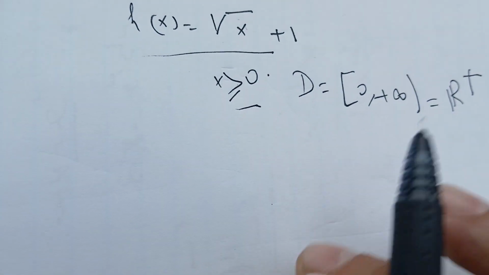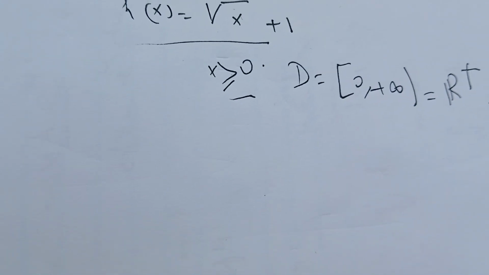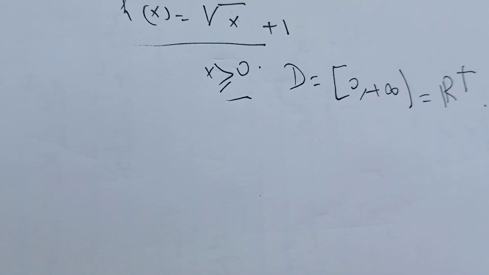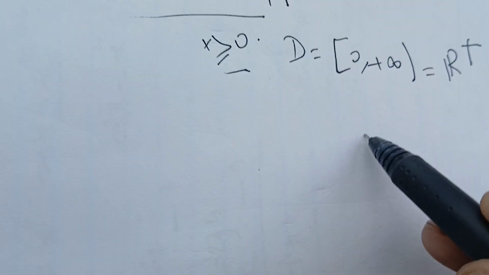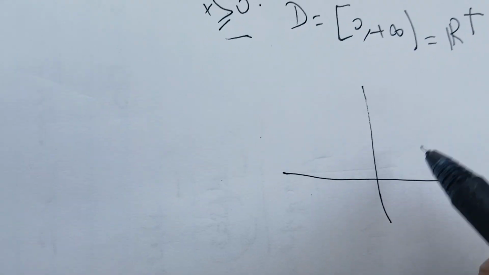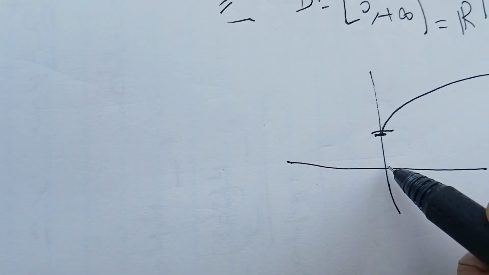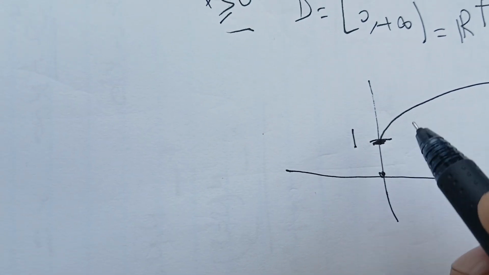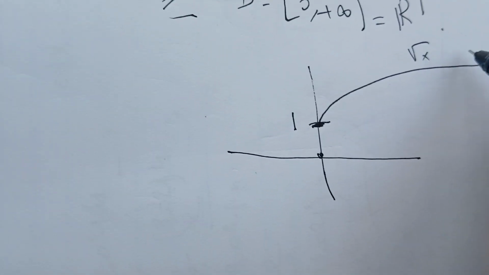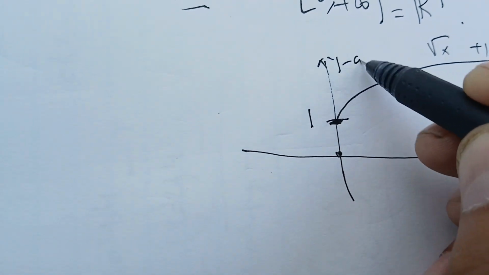Okay, so now what's the range of this function? We can do it both graphically and algebraically, using algebra. Graphically, we know that this function is just the square root of x shifted 1 unit. So it's this one here. When x is 0, we have 1. So this is the square root of x plus 1. This is our x-axis. This is our y-axis.